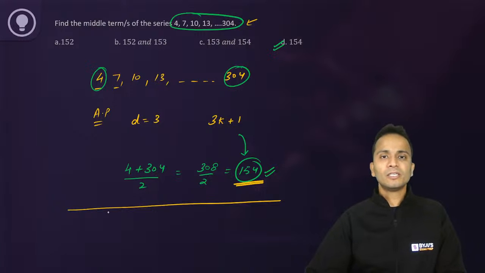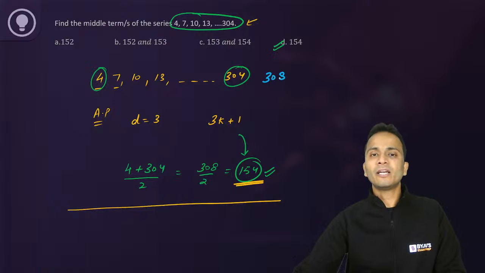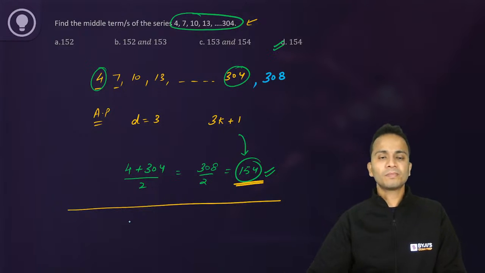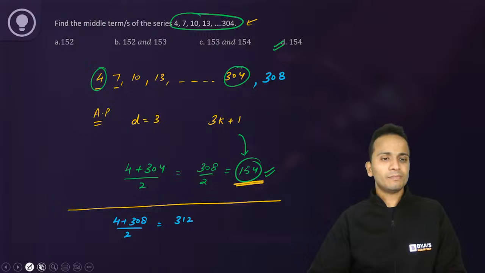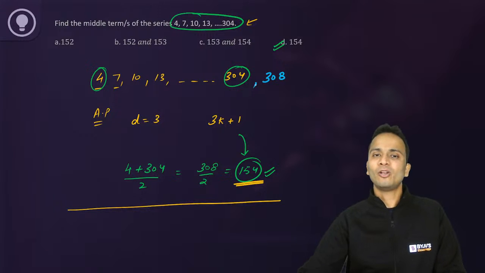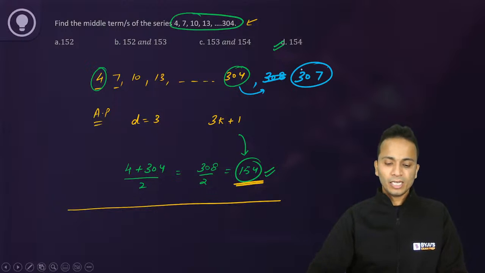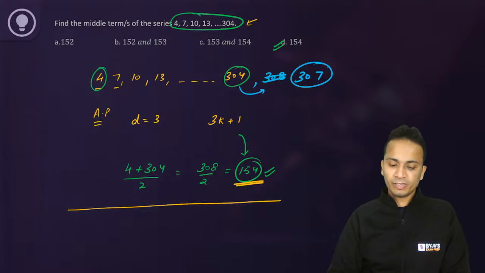Okay, wait. So 308, I have added one more term. So now 4 plus 308 divided by 2, that is 312. Wait, okay. So one of the students has mentioned 308. Guys, 308 cannot be the term. Okay, logically, because the common difference is plus 3, it can be up till 307. Okay, it can be up till 307.